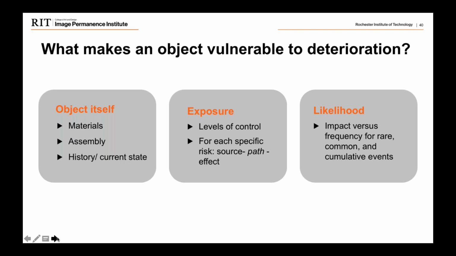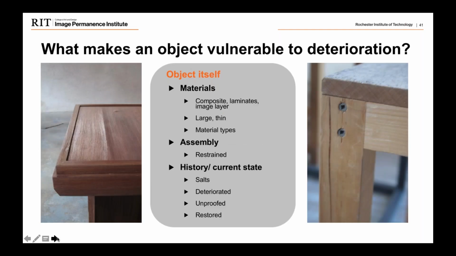We'll start with the object itself. These are some of the factors that may make an object more vulnerable to them. So if you see these types of things within your collection space, you might give extra concern to this, and you might want to consider enclosures and other levels of control that you can implement to try to mitigate the effects if these are concerns for you.